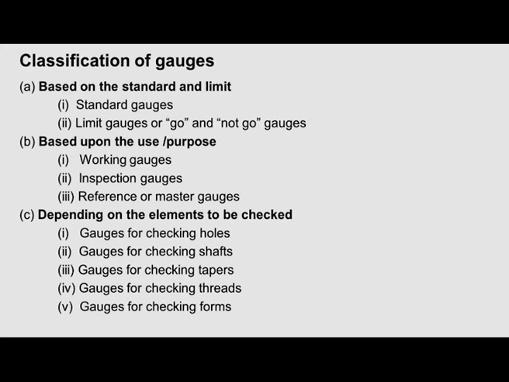Now how are these gauges classified? There are many ways in which these gauges are classified: based upon the standard, the type of limit gauge, whether it is standard gauge or limit gauge; and based upon the use or purpose, whether they are used as working gauges, for inspection purpose, or as reference or master gauges. Depending upon the elements to be checked, they are classified as gauges for checking holes, and gauges used for checking shafts, tapers, threads, and different kinds of forms.